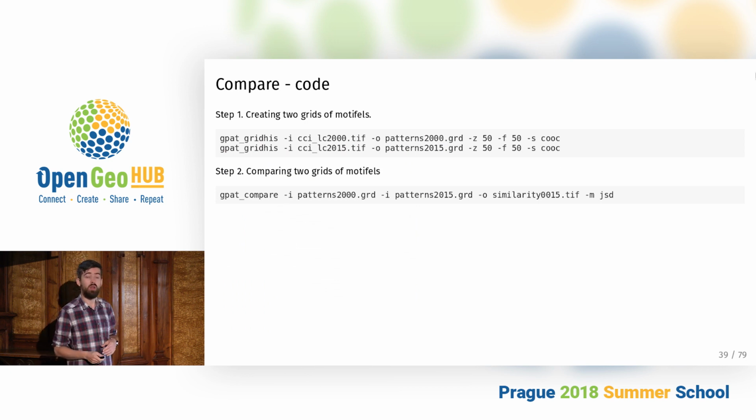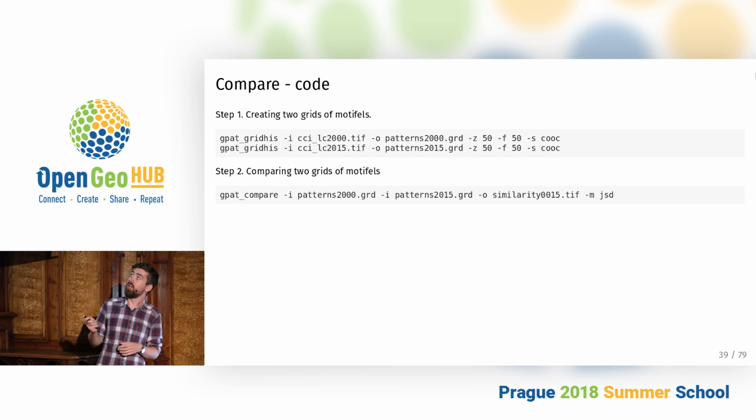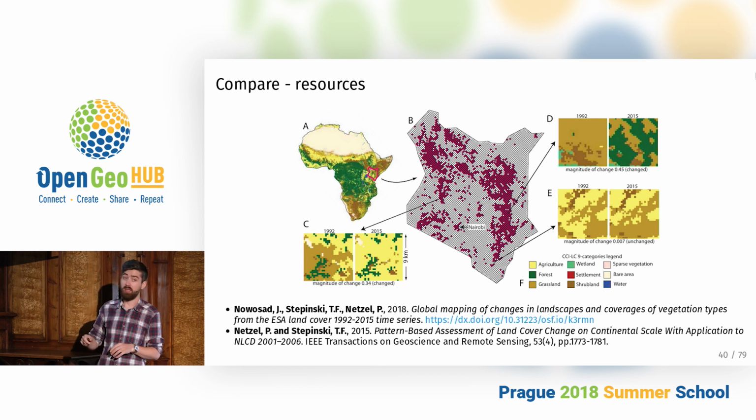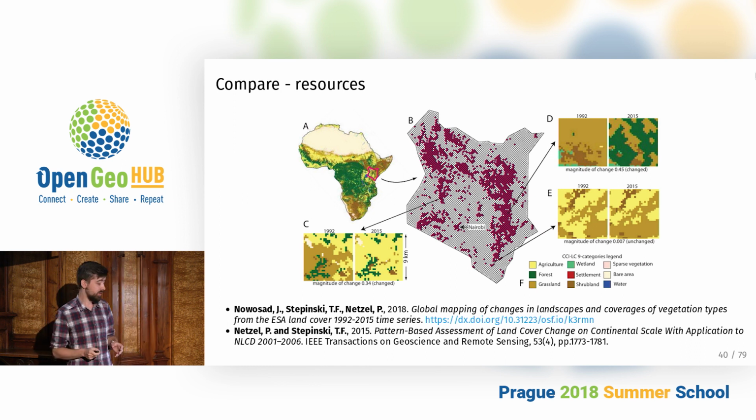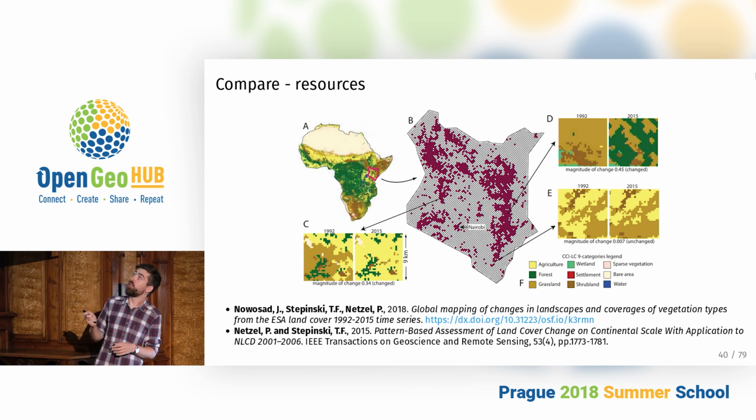So again, quick summary: 2 lines of code to calculate patterns for the whole of Australia, and 1 line of code to compare. And we applied that technique a few times already. This is a figure from a paper about global mapping of changes in landscapes. This is a very small example from Africa, where we show some changes that were larger and changes that were very, very minor. In this figure, you can see by the violet color the areas that change in the local landscape.